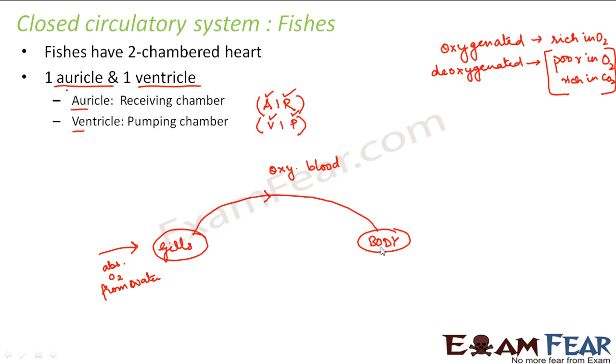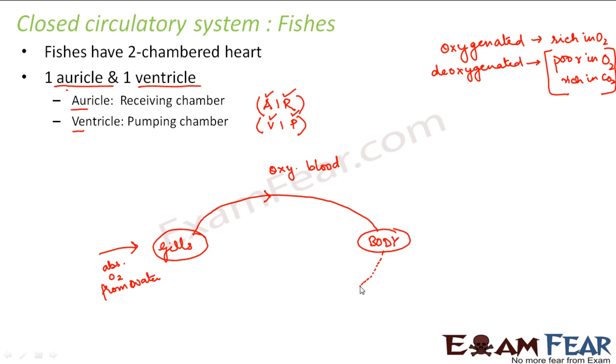The cellular respiration will take place in each cell, and as a result carbon dioxide will be produced. Now each cell will want to get rid of that extra carbon dioxide, so that carbon dioxide will be sent back to the blood. So now the blood which is coming back from different parts of the body is rich in carbon dioxide. So that is deoxygenated blood.